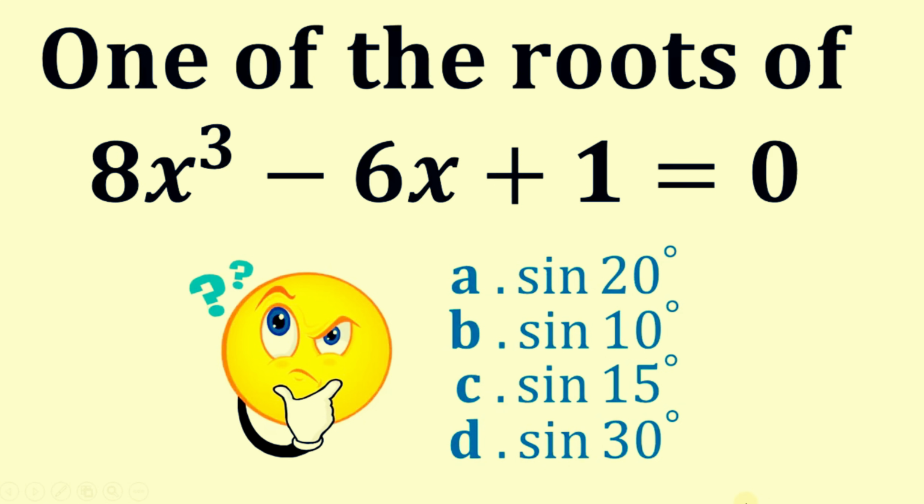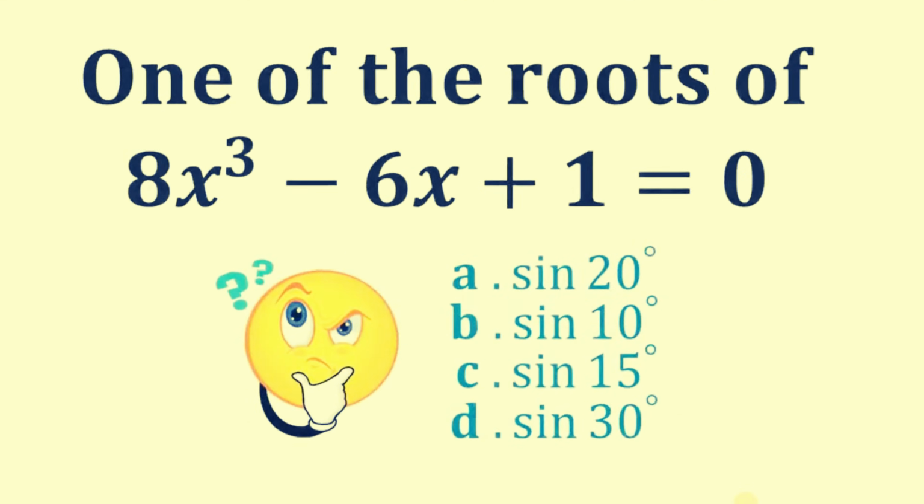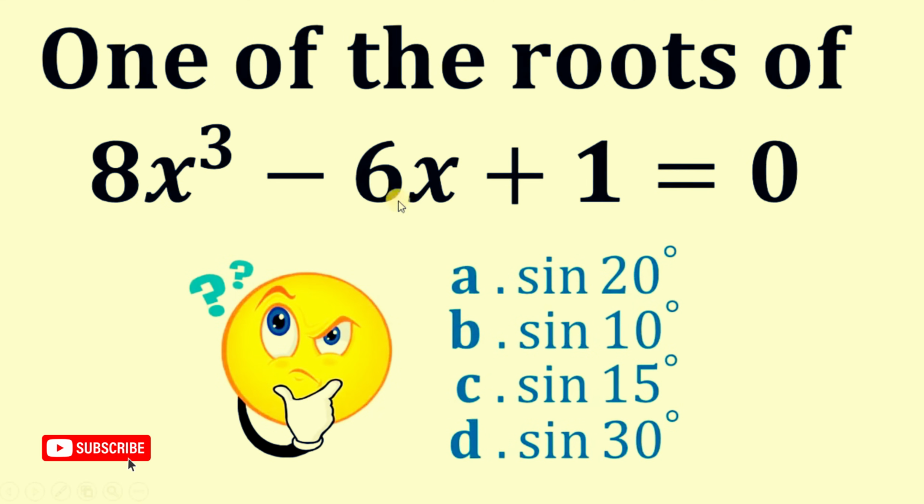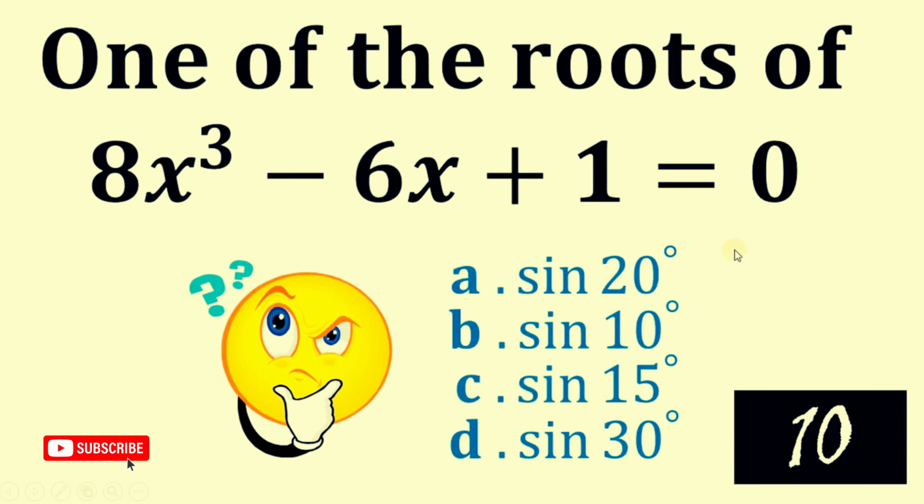Can you solve this math challenge? Here's the question. One of the roots of 8x cubed minus 6x plus 1 equals 0 is: letter A, sine 20 degrees; letter B, sine 10 degrees; letter C, sine 15 degrees; or letter D, sine 30 degrees. You can pause this video if you want to give this problem a try.